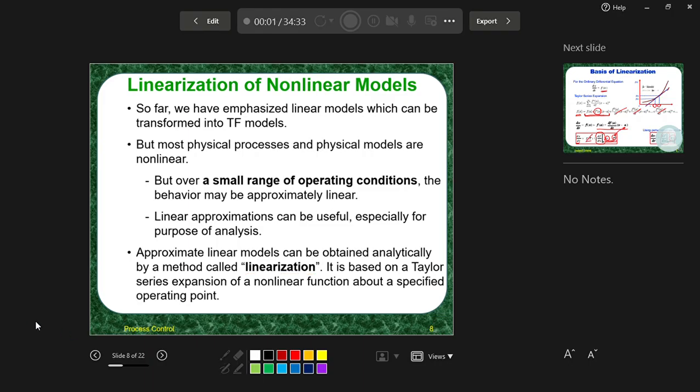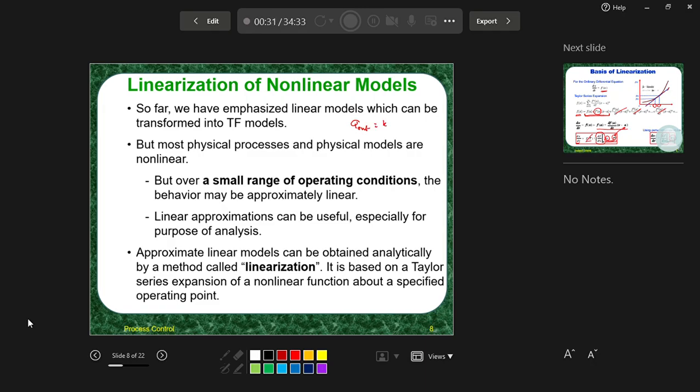Now, the examples that we have considered so far were all linear models, the single tank and the second tank. For example, for these tanks, we have assumed that the variation of the output is linear with the level in the tank. However, the actual case is not this.